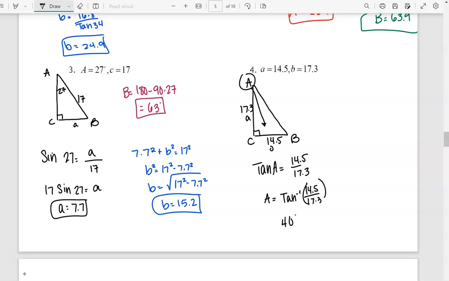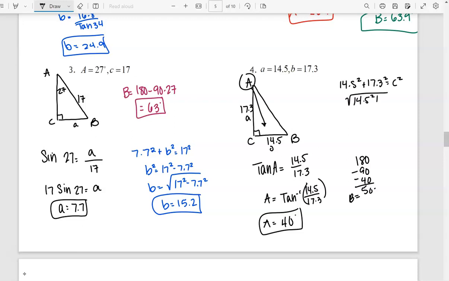in our calculator to get 40 degrees. And if angle A is 40 degrees, we can go ahead and subtract that to get 50 degrees for angle B. And then Pythagorean theorem. We have the two, A and B, and so we're going to then find C with Pythagorean theorem. So square root of 14.5 squared plus 17.3 squared is equal to 22.6.